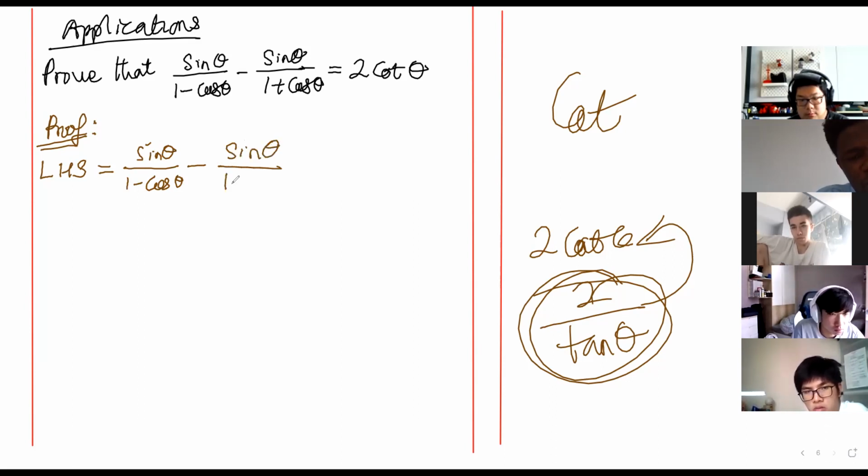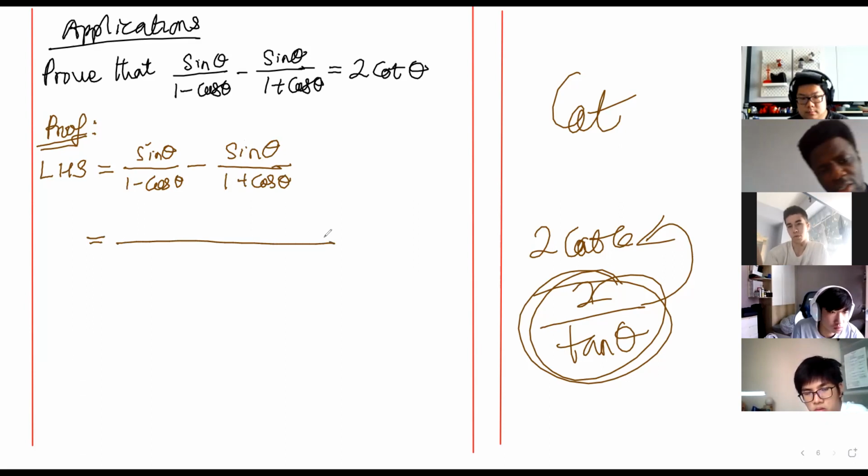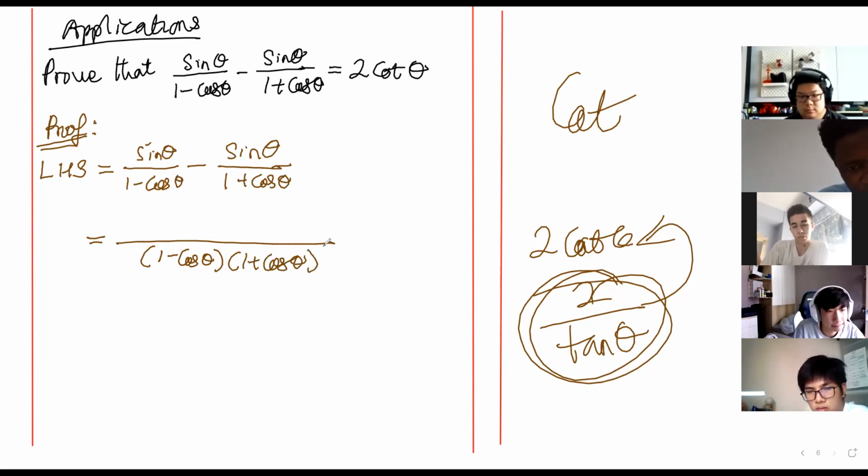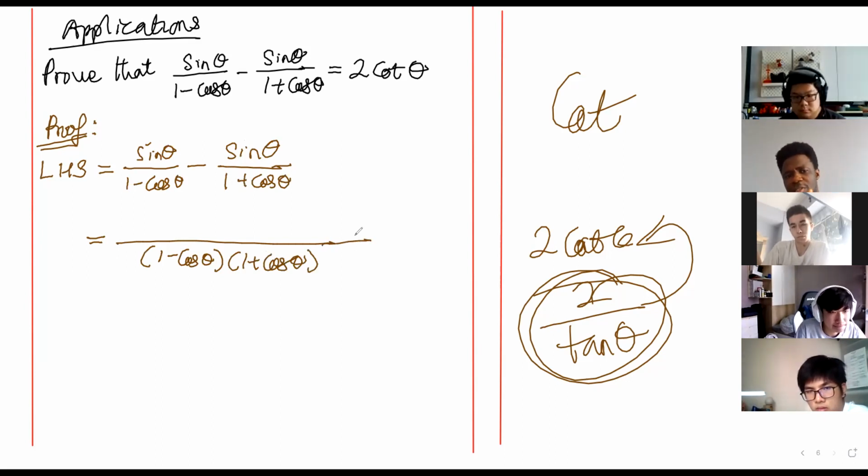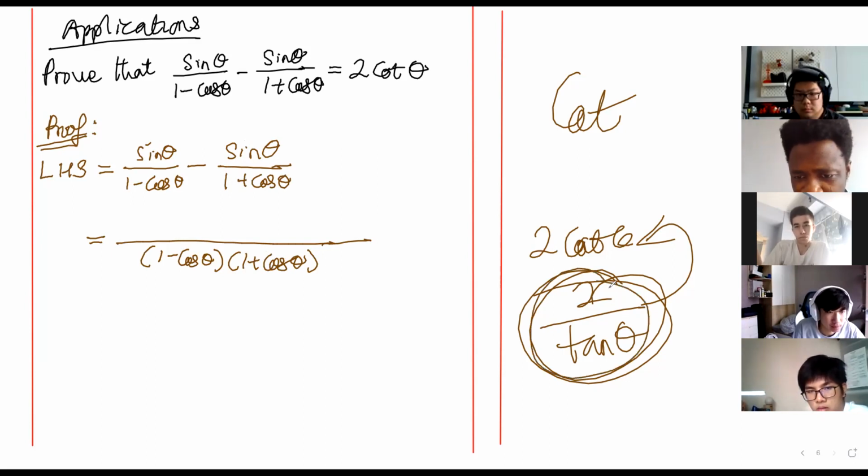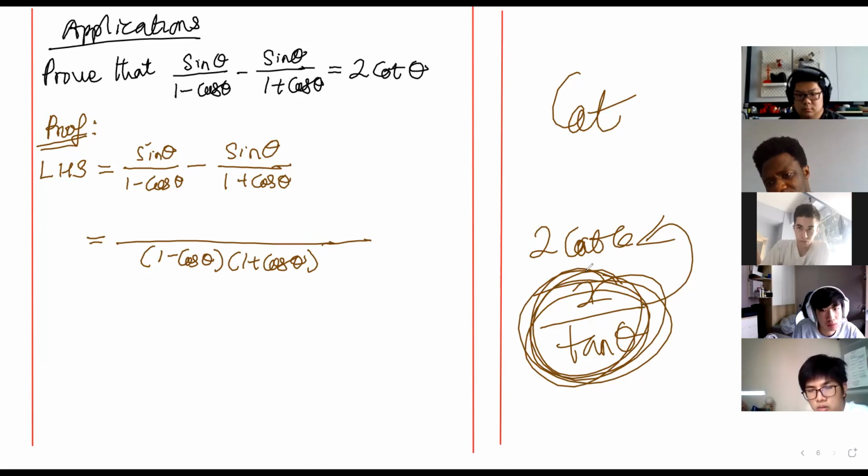Sine theta over 1 plus cos theta. That's your left-hand side. Then you say this is equal to, these are just algebraic fractions. So that is 1 minus cos theta over 1 plus cos theta. I want to combine as a single fraction. Why am I combining as a single fraction? My goal looks like a single fraction, so I don't need 2 fractions.